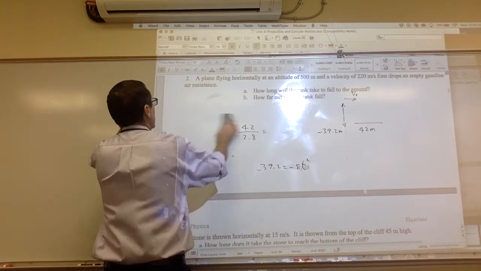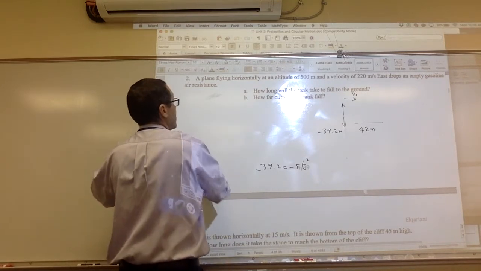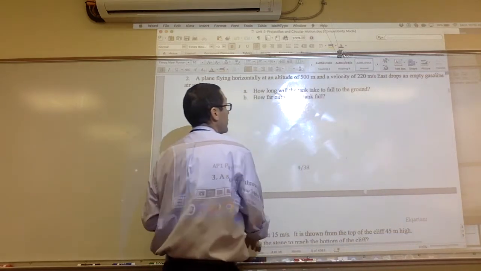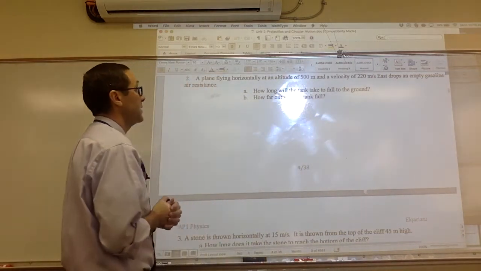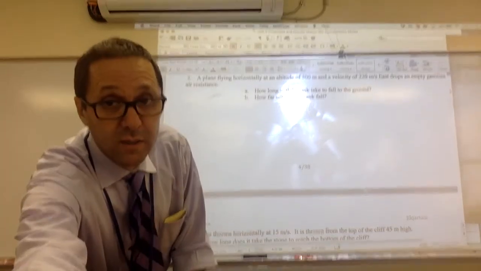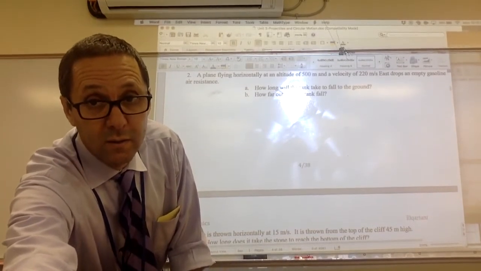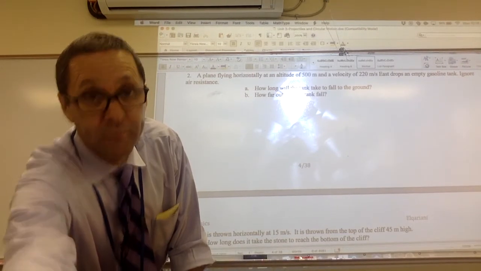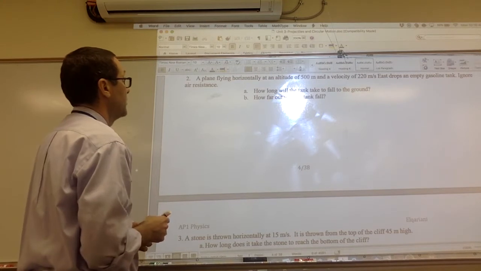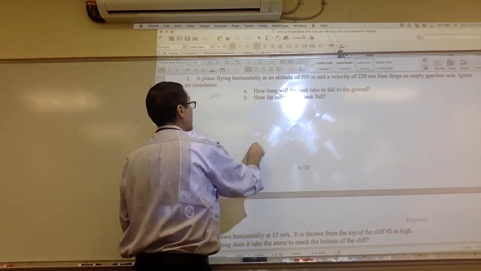All right, number 2. A plane flying horizontally at an altitude of 500 meters and a velocity of 220 meters per second east dumps an empty gasoline, I think it says tank here. Ignore air resistance. How long will the tank take to fall to the ground?